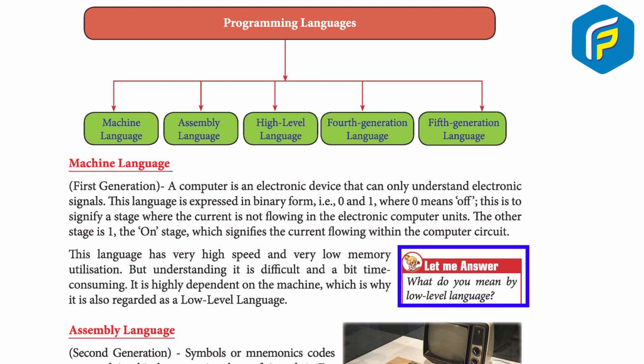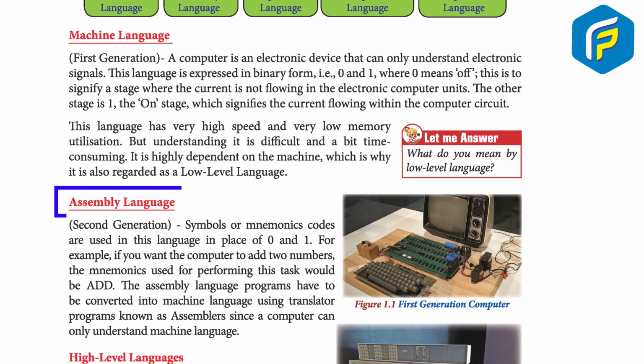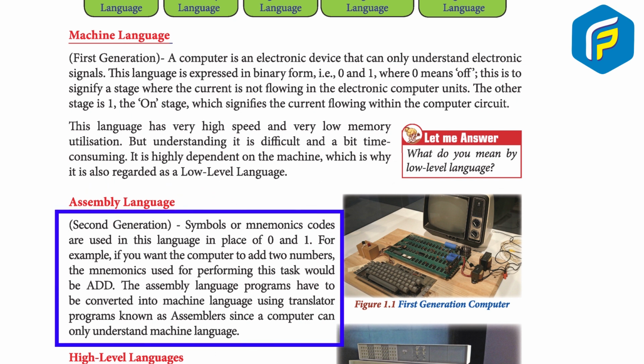Let me answer: what do you mean by low-level language? This language has very high speed and very low memory utilization, but understanding it is difficult and a bit time consuming. It is highly dependent on the machine, which is why it is also regarded as a low-level language. Assembly language, second generation. Symbols or mnemonic codes are used in this language in place of 0 and 1. For example, if you want the computer to add two numbers, the mnemonic used for performing this task would be ADD. The assembly language programs have to be converted into machine language using translator programs known as assemblers, since the computer can only understand machine language.